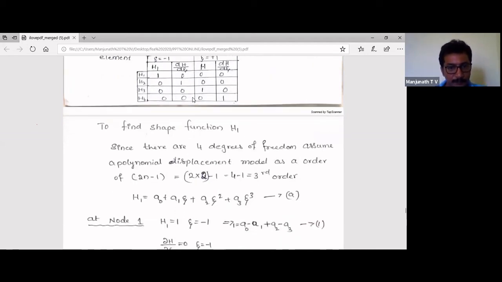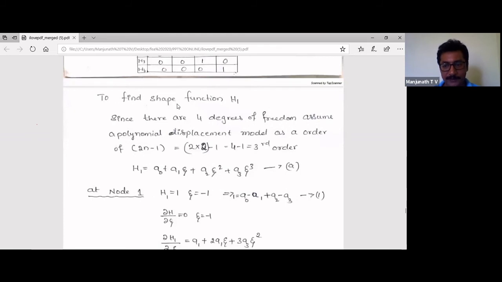Now we are going to calculate the shape functions h1, h2, h3, h4. There are 4 degrees of freedom, so we can find the shape functions for all the degrees of freedom as h1, h2, h3, h4.